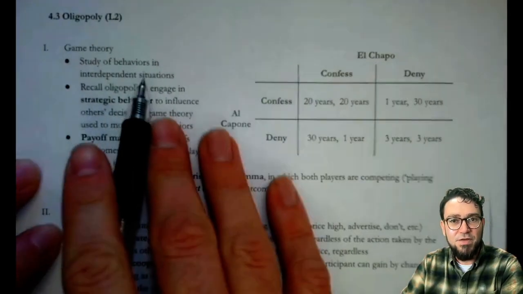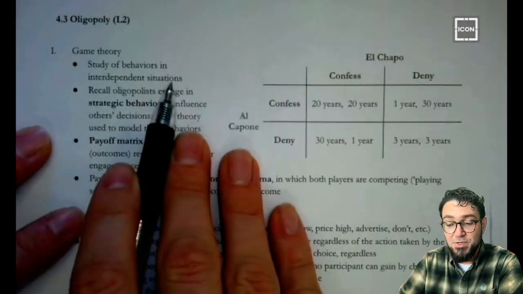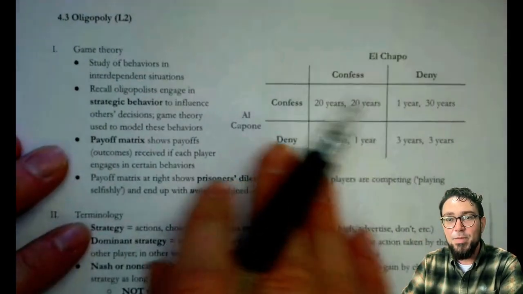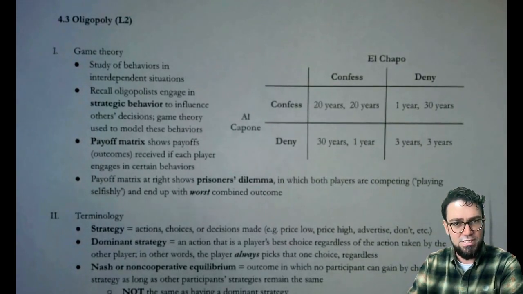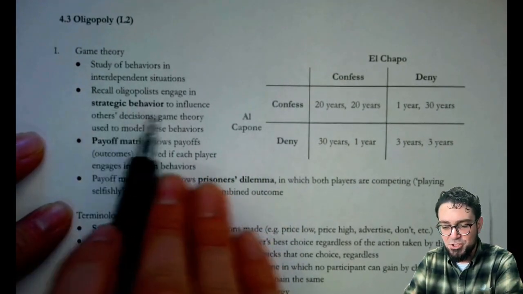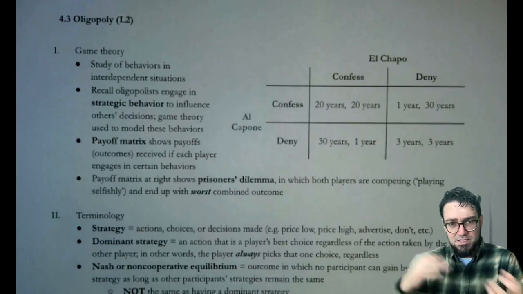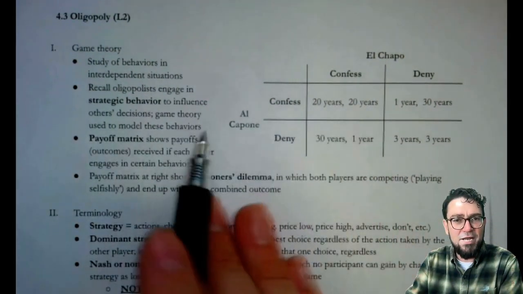So the first section here of game theory talks about just what it is. Game theory is a study of behaviors in interdependent situations. It is math, and it gets a lot more complicated than what we're going to be dealing with here in our lecture today about oligopoly. But remember that oligopolists engage in this strategic behavior because their outcomes depend on what the other person does. This is called game theory. We can model their behaviors.